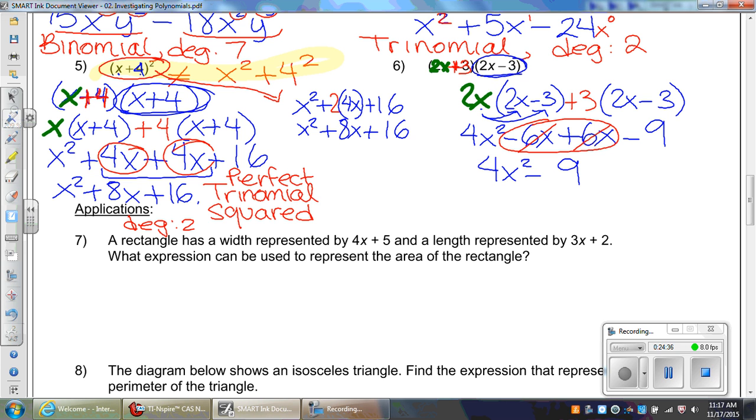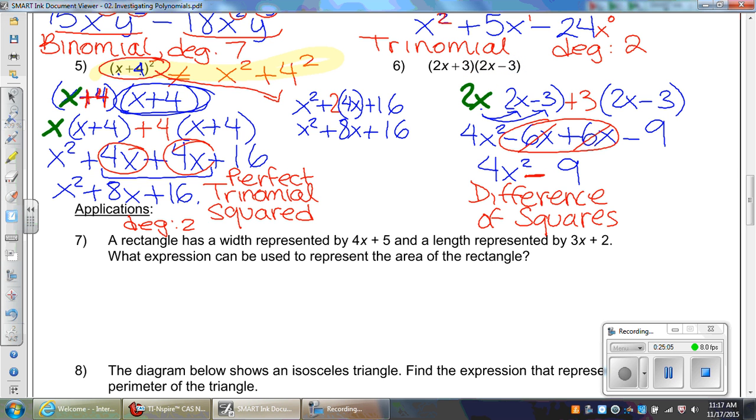And the name for this one, it is a binomial, right? But it has a special name. We call it difference of squares, because they're subtracting. And in fact, there's a shortcut for this one. The shortcut looks like this. Let me just clear my board a little bit.